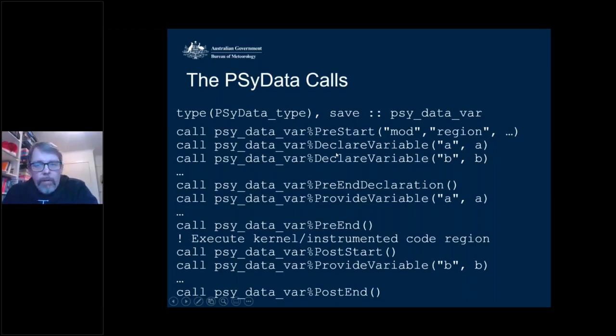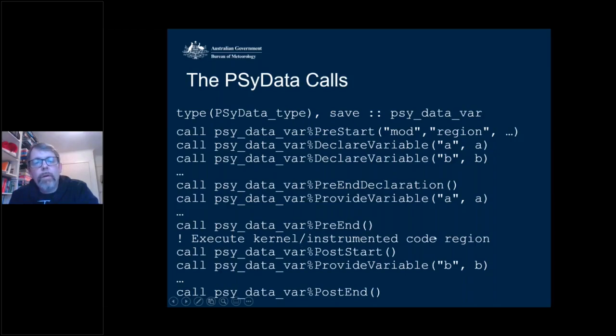Now that can be a single variable, it can be hundreds of variables, can be scalars, integers, fields, multidimensional arrays, anything. The declare section is then stopped by a pre-end declaration call. And then we have another sequence of calls where we provide the variables. Now, those are all the variables being provided before the kernel is called. This is then ended by a pre-end call. So this is basically the preamble that happens before we call the kernel.